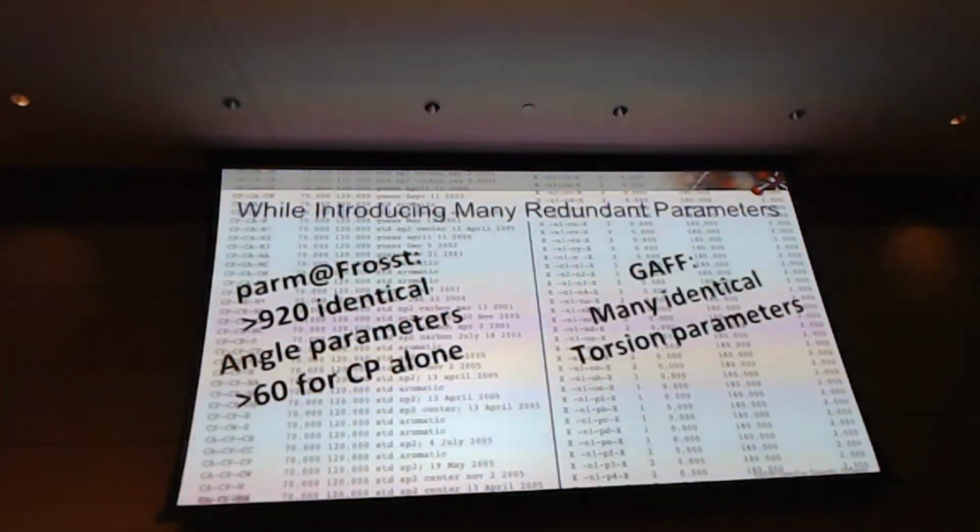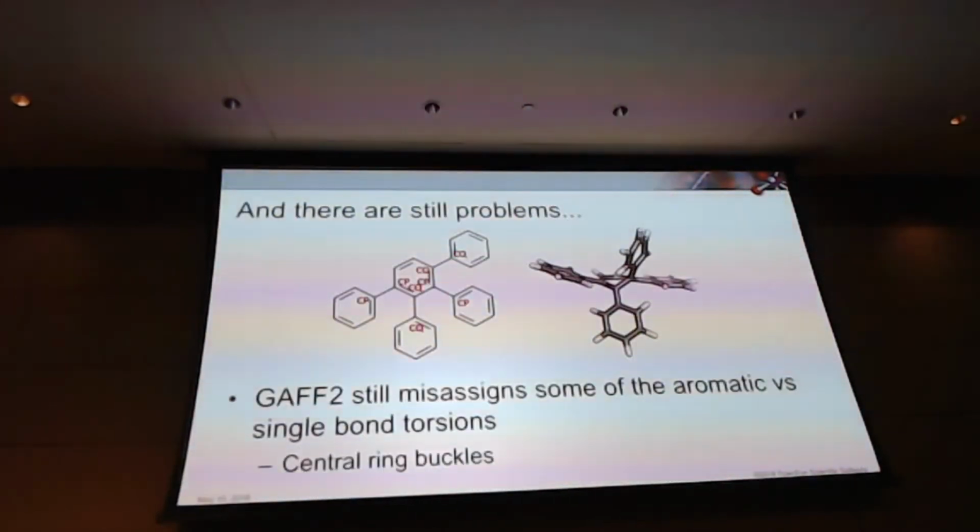Then over here we've got GAFF, where there are many, many identical torsion parameters. It's the same problem. And when you do that, you still end up with some problems after that. So here, you've got CPs and CQs, and you've got how many different torsion parameters, who knows.